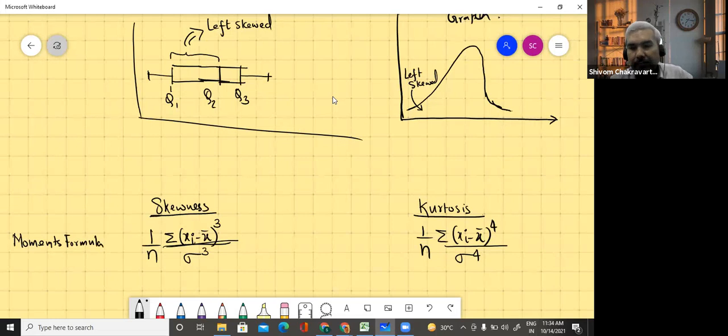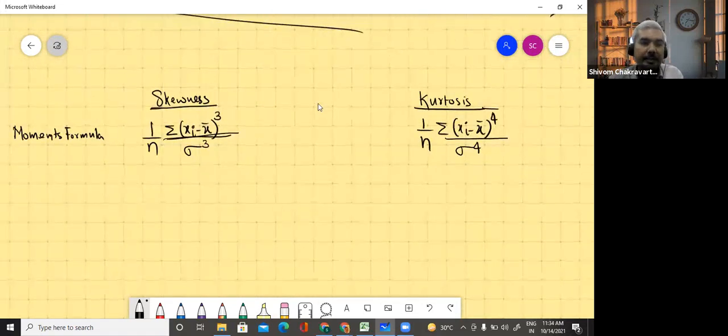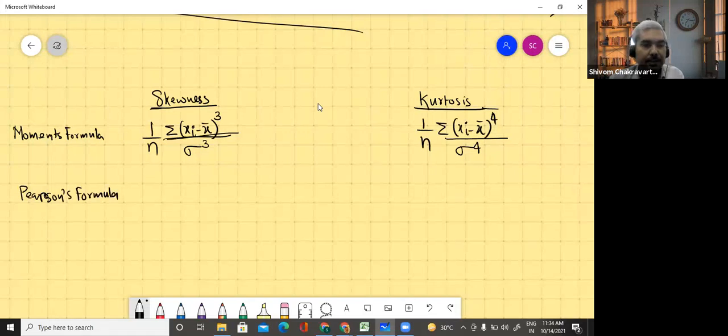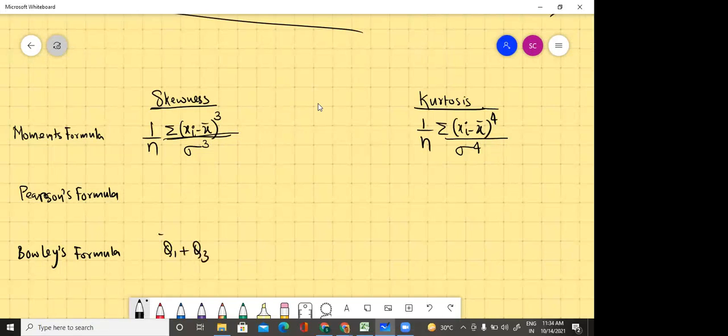Only one formula for kurtosis we have discussed. For skewness, we have discussed a couple of other formulae. One is Pearson's formula. One is Rowley's formula. So, what is Rowley's formula? Q1 plus Q3, these are quartiles, minus 2Q2, upon Q3 minus Q1.